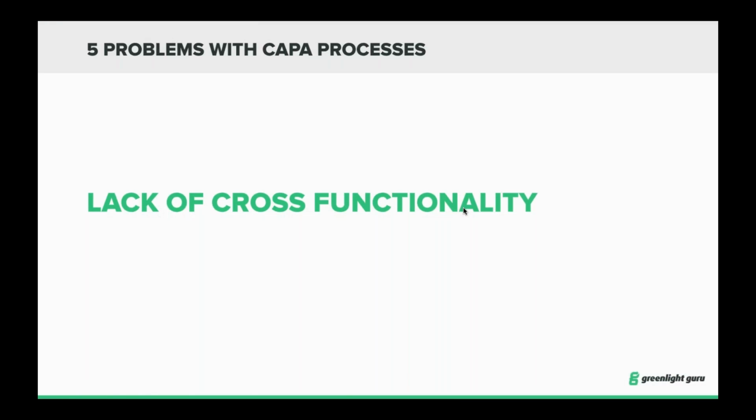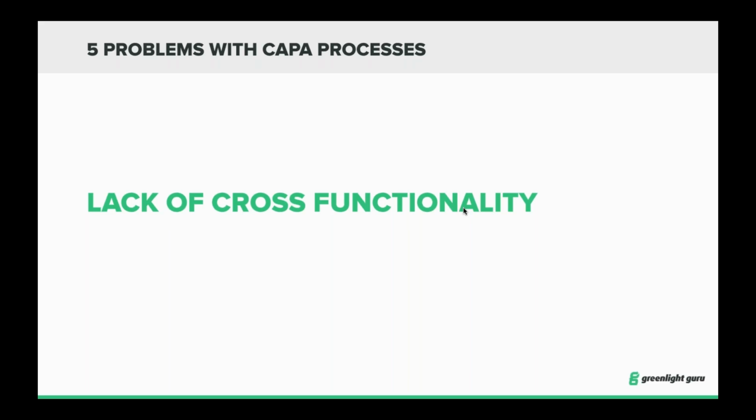First item, lack of cross-functionality. So what do we mean by that? I think a lot of times when companies engage or initiate a CAPA, they do so in such a way that puts a lot of the responsibility on the quality team within an organization. And a lot of times, while quality may project manage and lead the CAPA initiative, if they're doing it by themselves or in a silo, then it kind of misses the point.